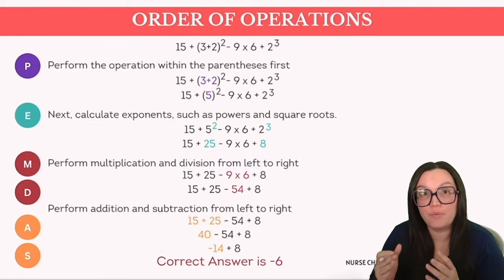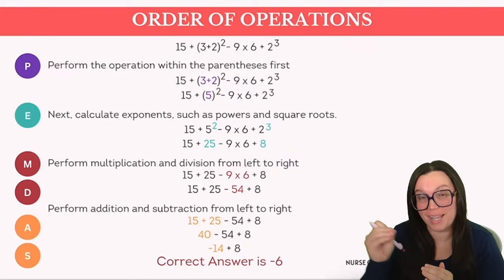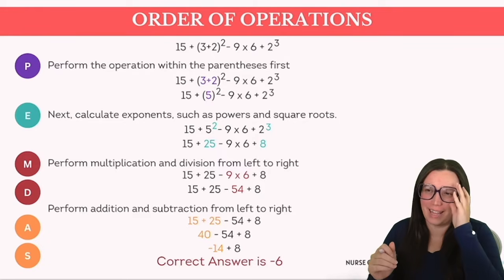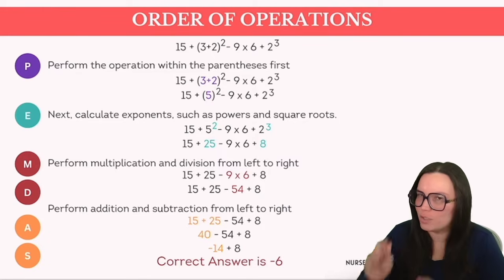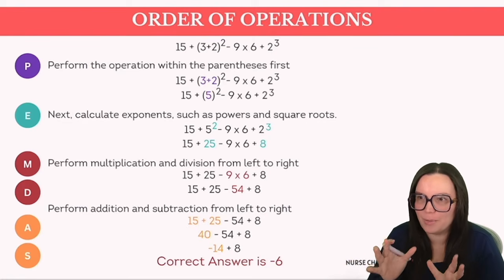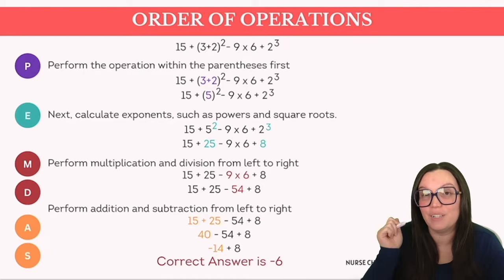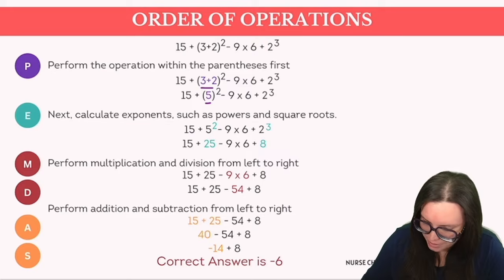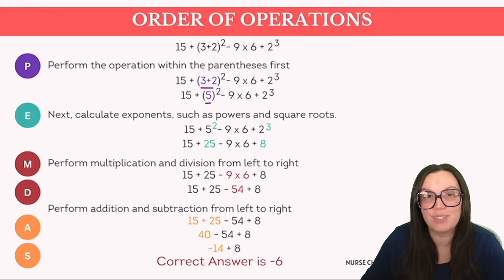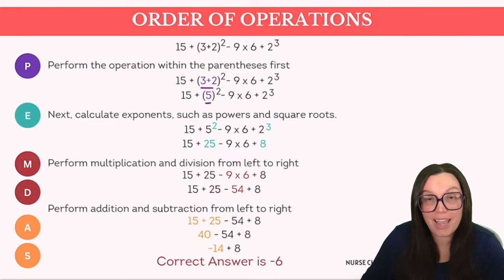So we have 15 plus, parentheses, 3 plus 2 raised to the power of 2, minus 9 times 6 plus 2 raised to the power of 3. So it looks a little complicated. Hang in there with me. We're going to get through this. So first, we're going to perform the operations with the parentheses first. So 3 plus 2 is the only operation we see inside our parentheses, and that is going to give us 5. Moving down, next, we're going to calculate our exponents.